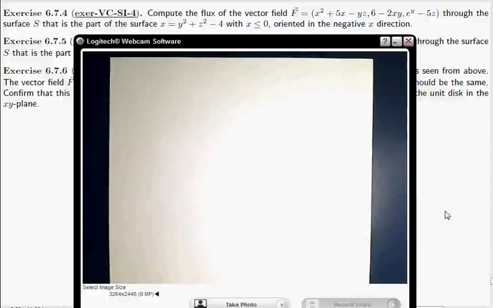Okay, SI4. So we have a vector field given to us. We have a surface given to us. We want to compute the flux. Let's draw a picture of the surface first.